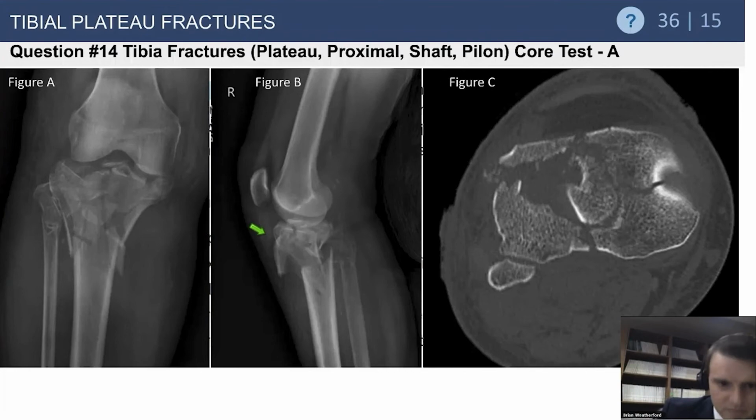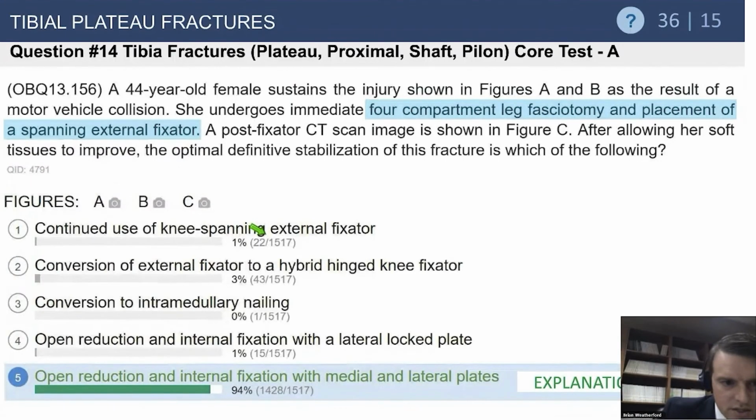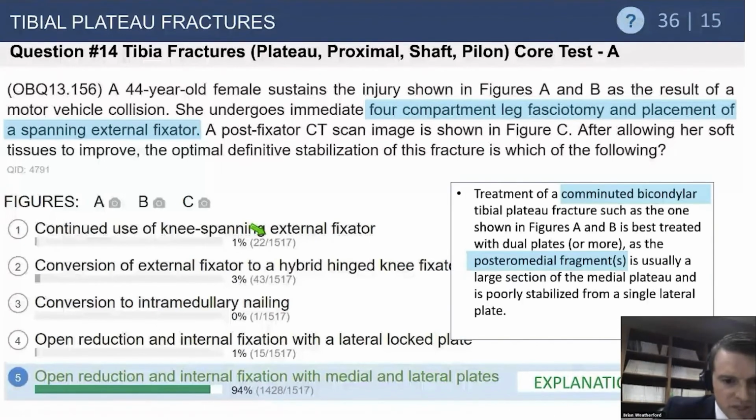Okay. So we have a high energy bicondylar tibial plateau fracture. There's no attachment of the articular surface to the tibial shaft. All right. So we have an X-fix in place. What's the best treatment? Okay. So this is someone who has the chance of having a very poor outcome. However, the best possible treatment is open reduction and internal fixation with medial and lateral plates.